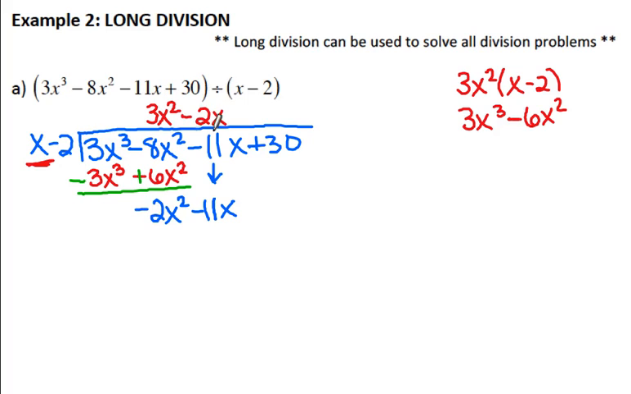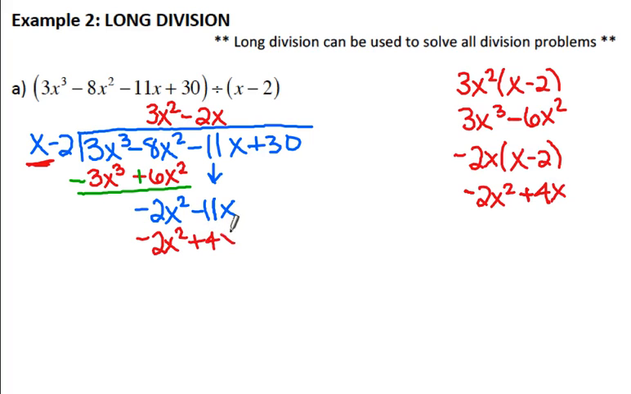So I'm going to take what I wrote over here and multiply it by what we're dividing by. So I have negative 2x squared plus 4x, just distributing. I'm going to take this and write it underneath here. From there, you're going to draw your line and change your signs. Add straight down. So negative 2x squared plus 2x squared is 0. These cancel, which is exactly what we want. Negative 11x minus 4x is going to be negative 15x. And then we're going to bring down the next term.